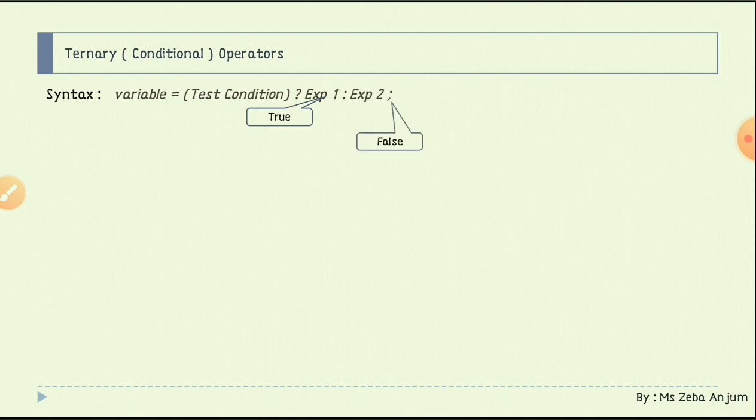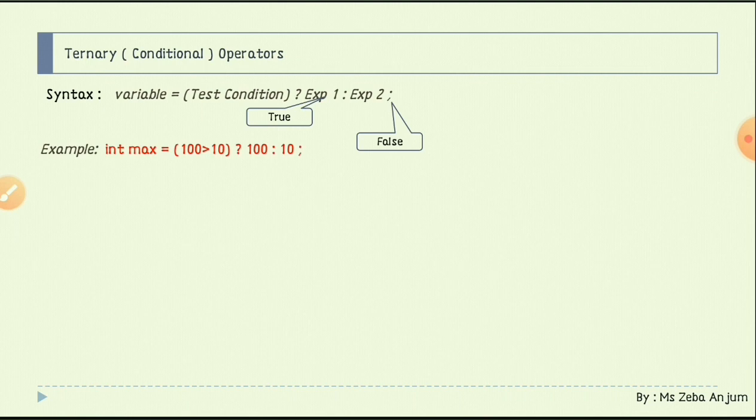Now coming towards the ternary operator, or conditional operator. When we talk about ternary, we are saying that we have three operands. Firstly, let us learn the syntax: variable, test condition, expression number 1 and expression number 2. The syntax says that firstly your test condition will be evaluated, and if the test condition is true, then expression 1 will be executed, and if the test condition is false, then expression number 2 will be evaluated.